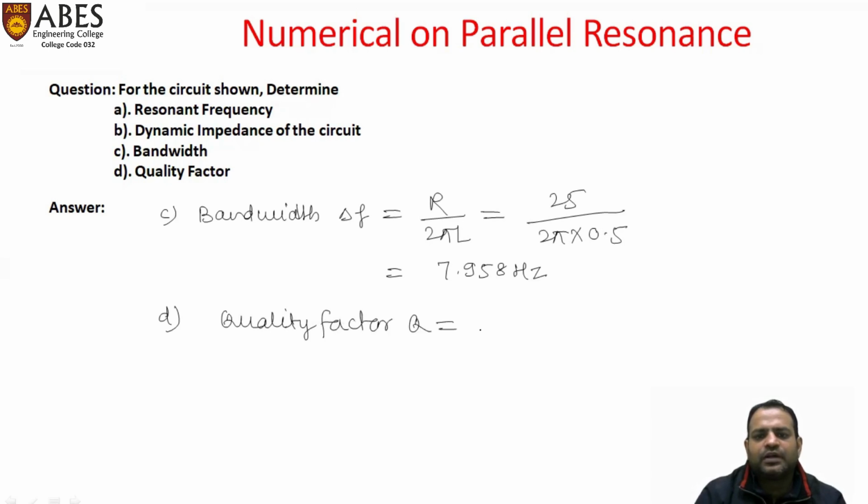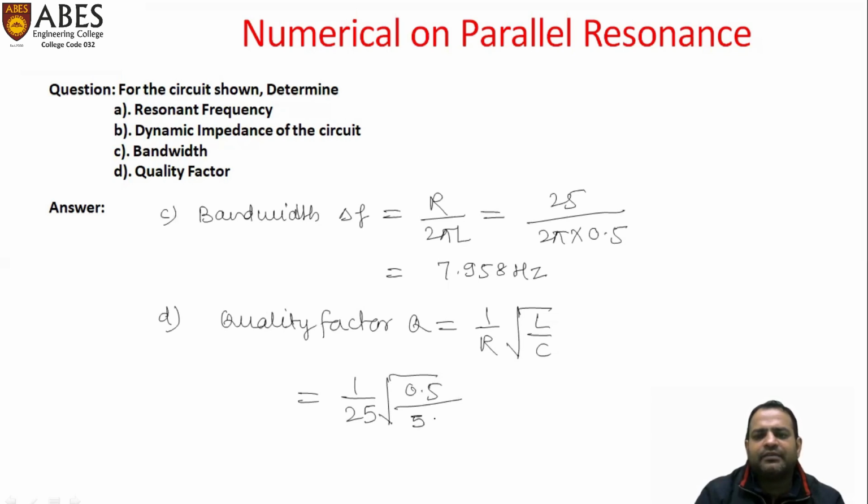Now, the last part of this circuit, quality factor Q. Again, the formula is similar: 1 upon R under root L by C. So the value of R is 1 by 25 under root L 0.5 upon C 5 into 10 to the power minus 6. So by solving this, you will get 12.65.